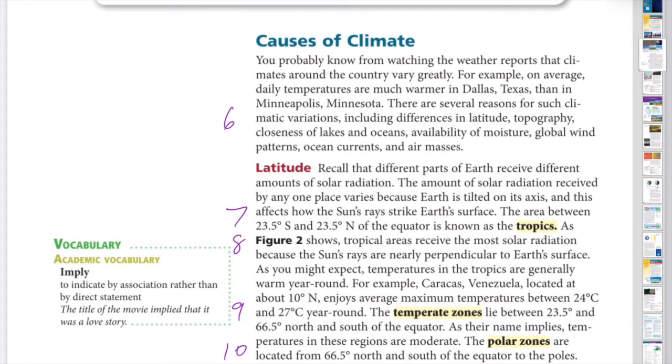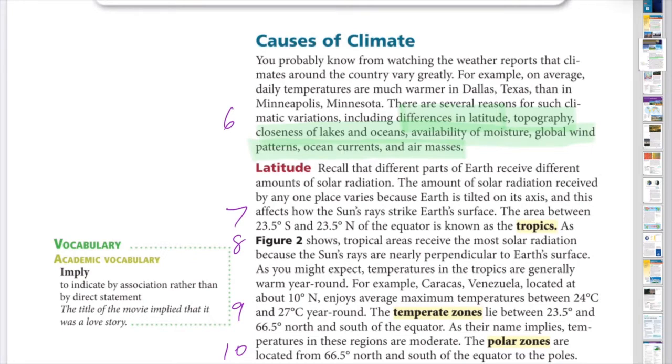Causes of climate. So you probably know from watching the weather reports that climates around the country vary greatly. For example, on average, daily temperatures are much warmer in Dallas, Texas than in Minneapolis, Minnesota. There are several reasons for such climatic variations, including differences in latitude, topography, closeness of lakes and oceans, availability of moisture, global wind patterns, ocean currents, and air masses. So those things all affect climate.